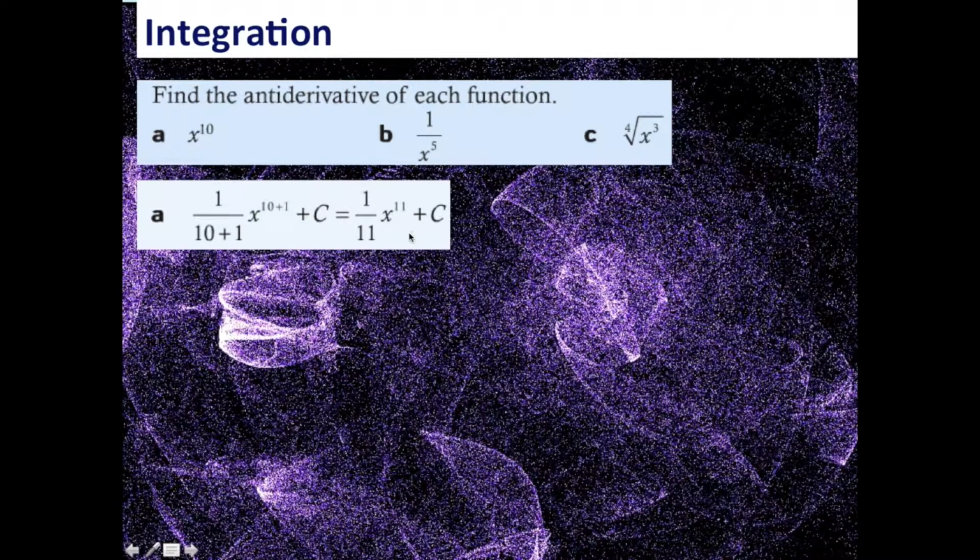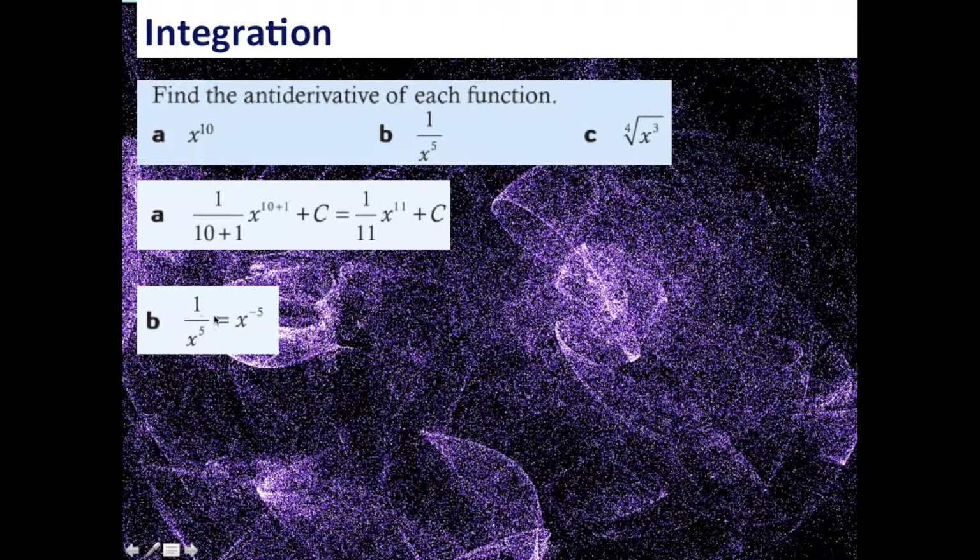So the first question then, using the general formula that we looked at on the previous slide, we want to find the antiderivative for x to the power 10, so it's going to be 1 over 10 plus 1 times x to the power 10 plus 1 plus c. Do not forget plus c, very common mistake. We can simplify that, and that's going to give us 1 over 11 x to the power 11 plus c.